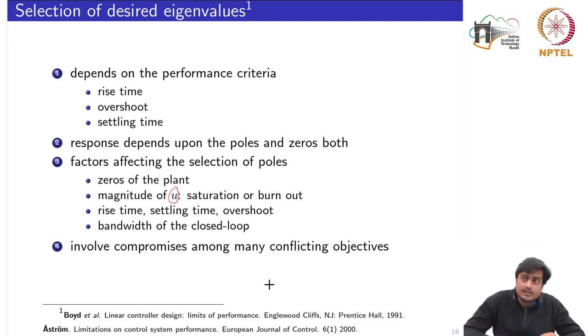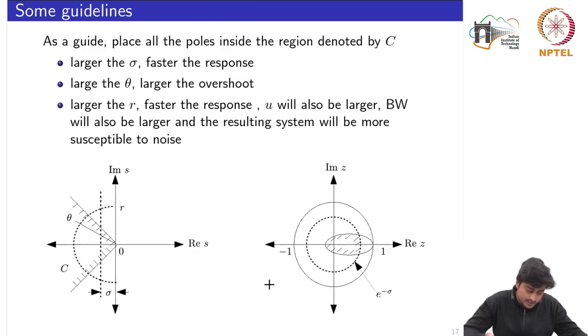We won't go into the details of computing the set of desired eigenvalues, but we will see some guidelines on how one can specify the set of desired eigenvalues. For example, on the left hand side is the S plane in the continuous time domain, and this one is the Z plane in the discrete time domain. The first objective is that all the eigenvalues of the closed loop system should be on the left hand side. Now here we are specifying an additional control objective, that all the eigenvalues should be inside this region C, which is defined by this region.